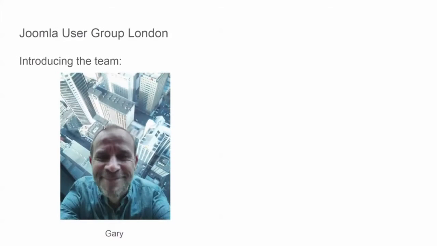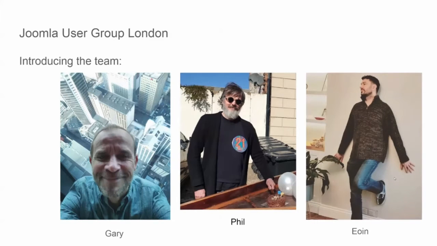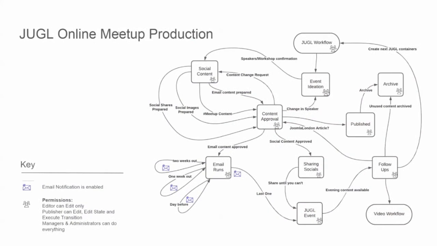So just to show you the team here, this is me, a bit of a high flyer there. This is Phil, a bit of a low baller there. And this is Owen, whose influencing aspirations remain frustratingly out of reach. We have tried to implement our own workflow for our monthly Juggle meetup, and this is what it looks like. And so, yeah, it is very quickly and very easy to see just how complicated everything can become.